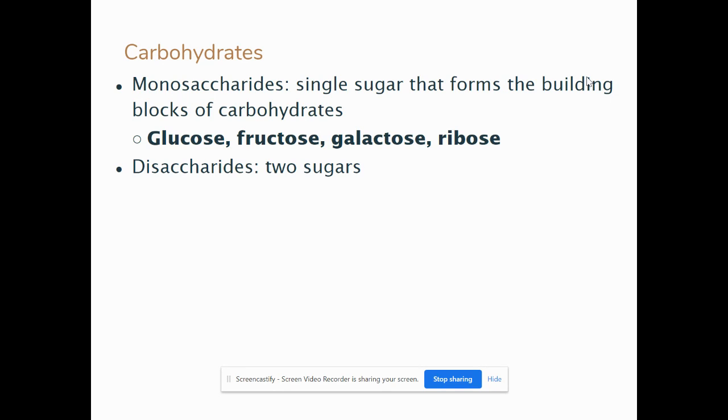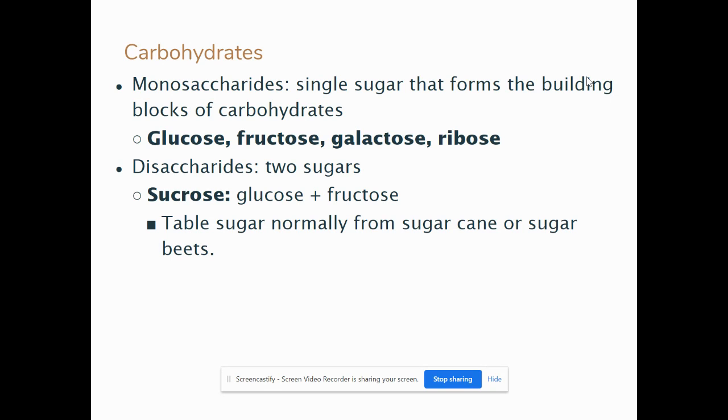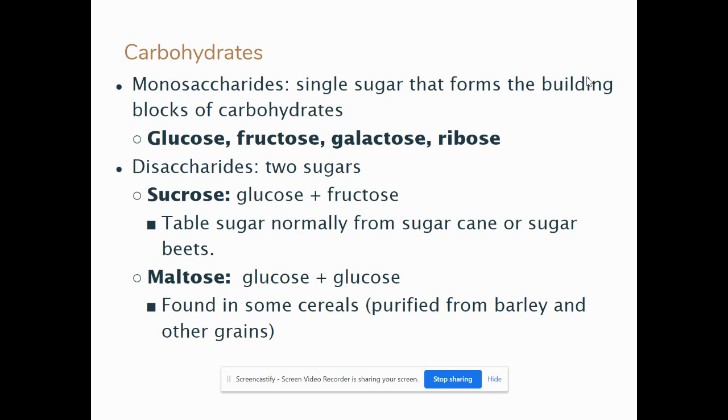So a disaccharide is two sugars combined. So it's one molecule made up of two monosaccharides. Common disaccharides are sucrose, which is a combination of glucose and fructose. Sucrose is table sugar, so that's normally from sugar cane or sugar beets. Maltose is a combination of glucose and glucose, and that's found in some cereals. And then lactose, which is found in milk, that's a combination of galactose and glucose.